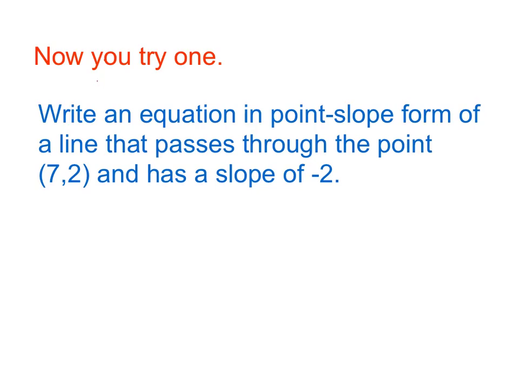Now that you've seen a couple examples, here's one for you to try. So you're going to want to write an equation in point-slope form of a line that passes through the point 7, 2 and has a slope of -2. And you can pause the video here and go ahead and see if you can do that. And then when you unpause the video, you will see the solution or the equation of the situation in point-slope form.